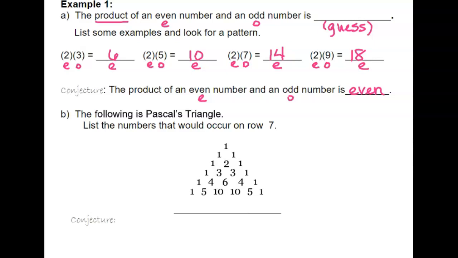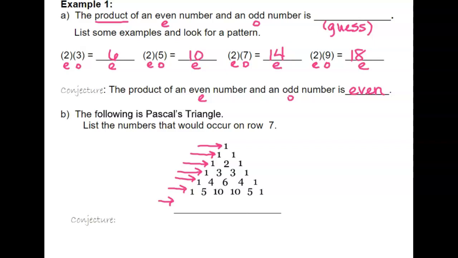Part B says the following is Pascal's triangle. List the numbers that would occur on row 7. So this is row 1, row 2, row 3, 4, 5, 6, and then you're going to list the ones that occur on row 7. So pause your video and try to figure out what you think goes on row 7. In class, we might have some discussion. We might have some people come up and talk about what they think row 7 looks like.